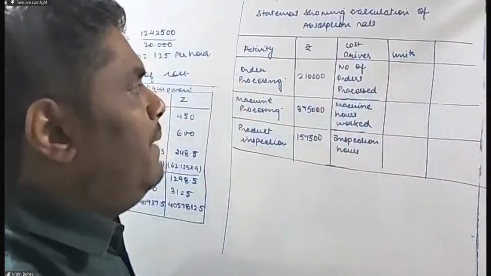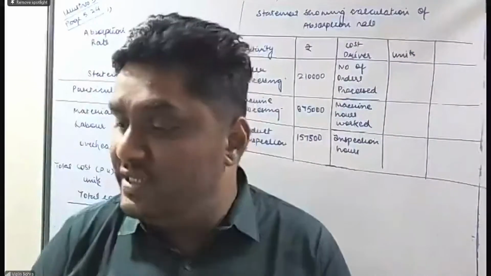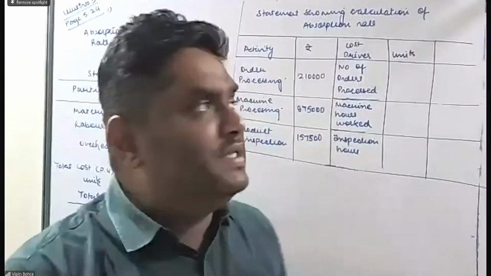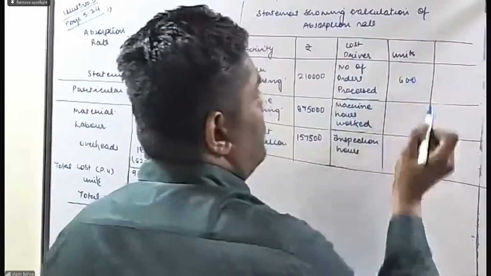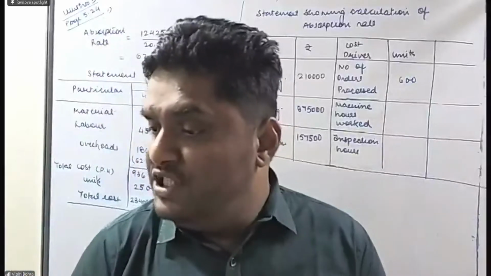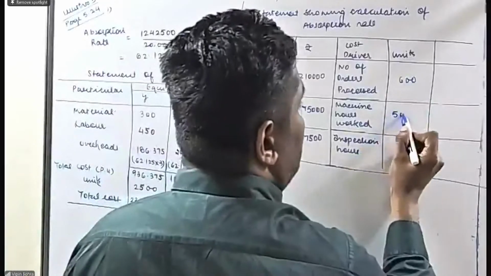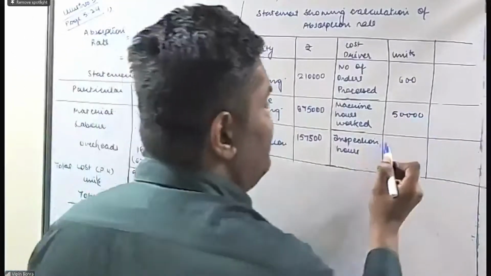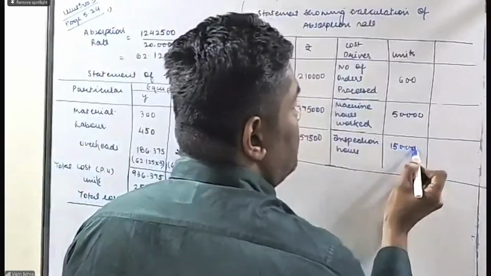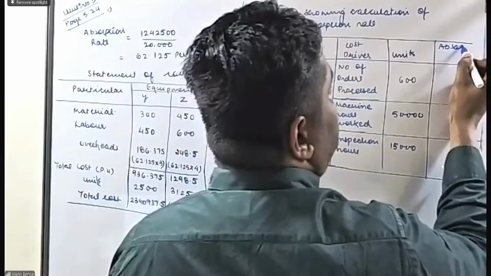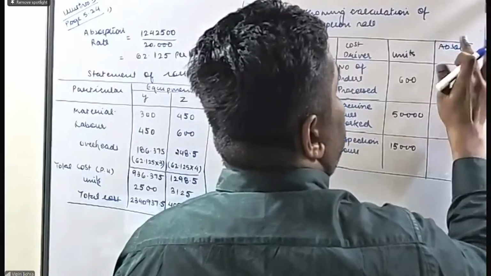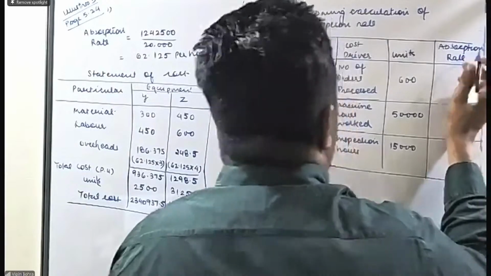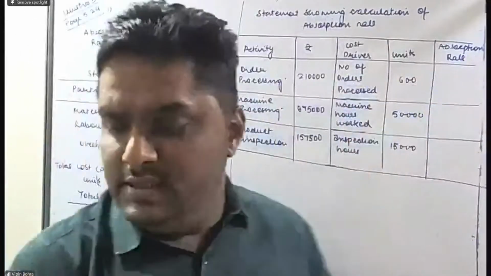Now the data relating to number of orders processed, machine hours, and inspection hours are given in the question. So see, the total orders processed are 600. When talking about the machine hours worked, it is 50,000. And when talking about inspection hours, total inspection hours are 15,000. So we can easily calculate the absorption rate, that is the total amount divided by the units.